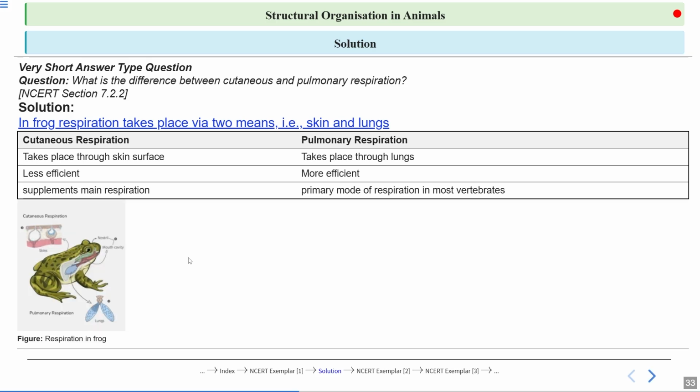Here you can see the two different types of respiration. In the cutaneous respiration, the skin has mucus glands, and mucus keeps the skin always moist, right? And this moist skin is helpful for the exchange of gases. Whereas the frog also has lungs that lead to the pulmonary respiration.